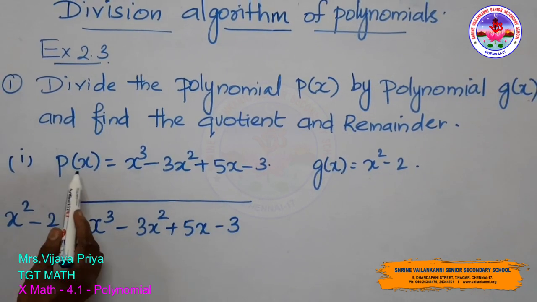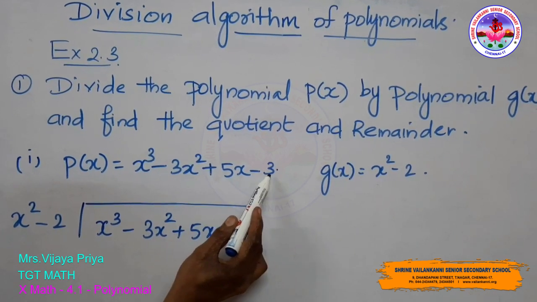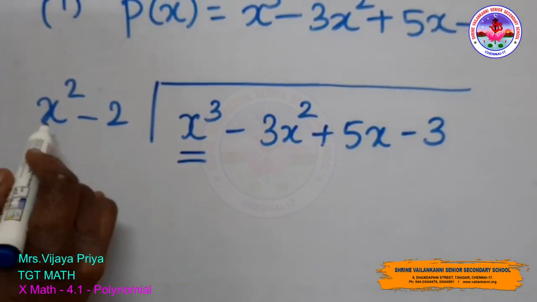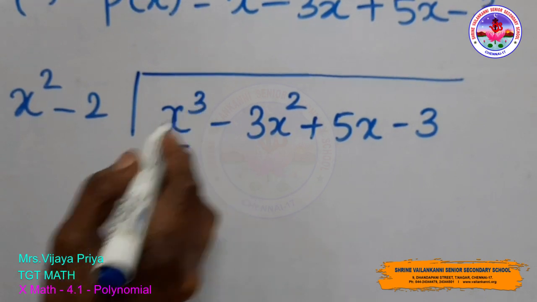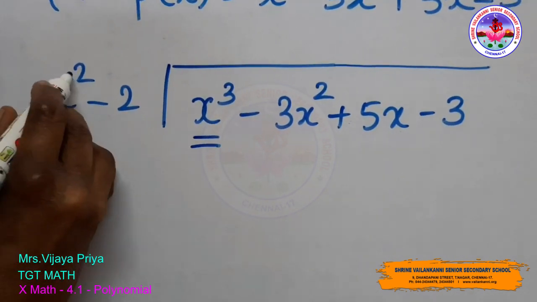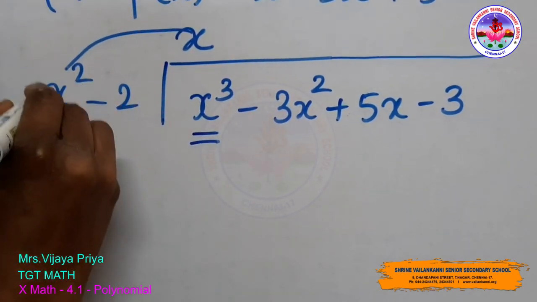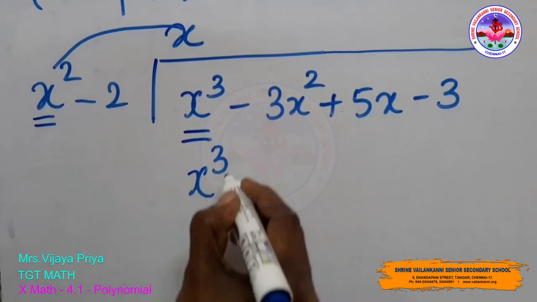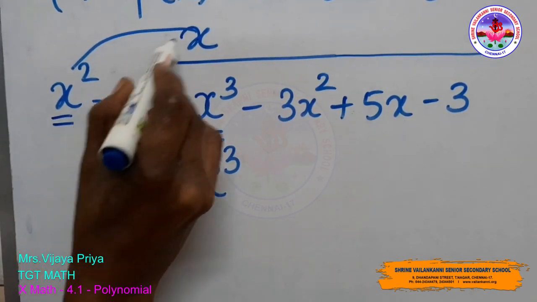So the first problem, p of x is given as x cubed minus 3x squared plus 5x minus 3, and g of x equals x squared minus 2. Dividing p of x by g of x, the first term in p of x is x cubed and the first term in g of x is x squared. So with x squared, I am multiplying x here so that I will get x cubed, which is the first term of my p of x. Again I am multiplying x into minus 2, I will get minus 2x.